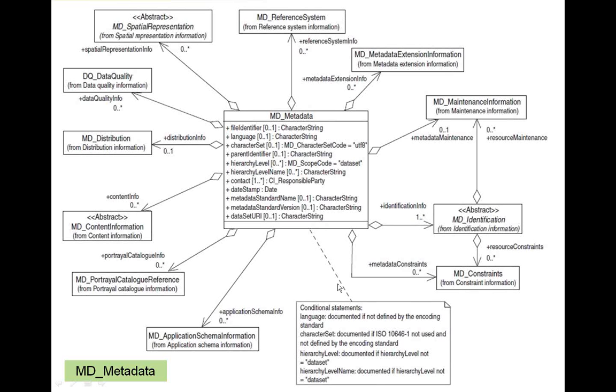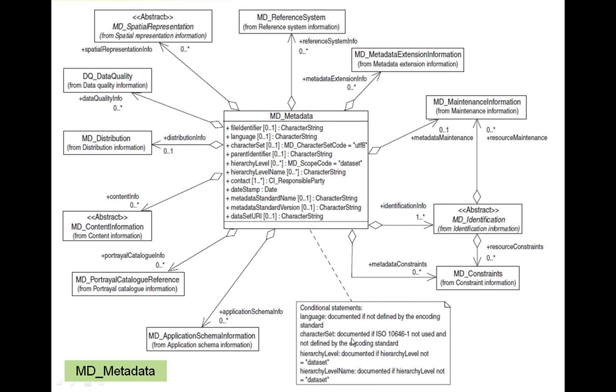I can have any of these because they're inside of MD_metadata. Now remember, this is one of those dependencies, one of those if statements. This shows me some of the things I need to think about to be in adherence with the standard. Language is optional, to be documented if it's not defined by the encoding standard. So even though it's optional, if the encoding standard doesn't define it, then put it. As a best practice, we usually go ahead and put language in there.